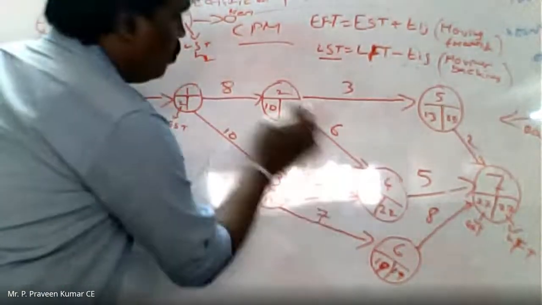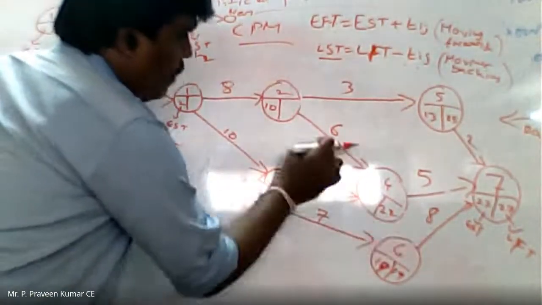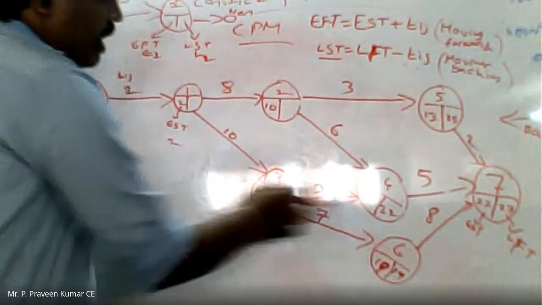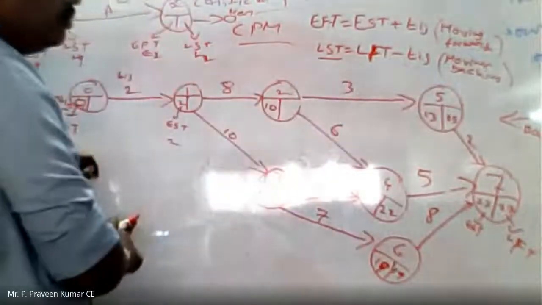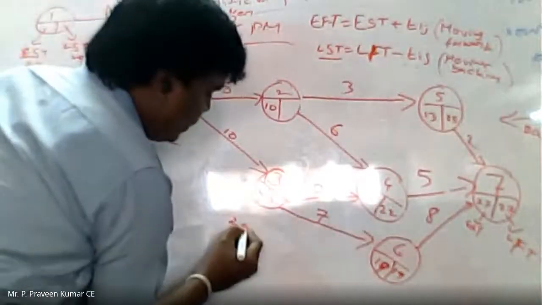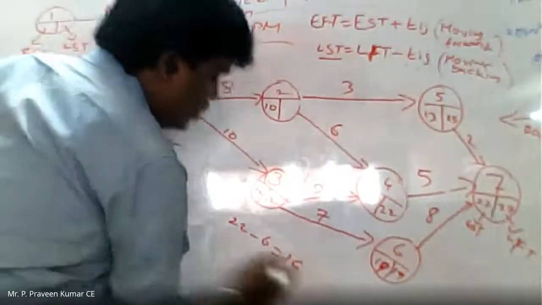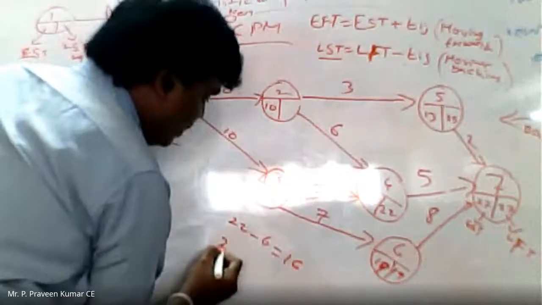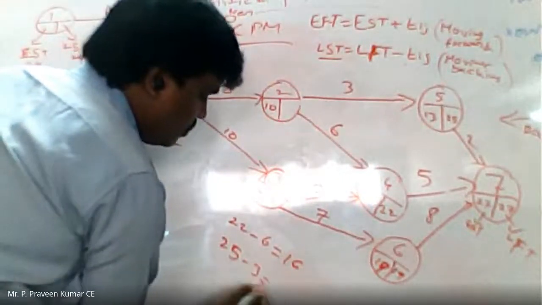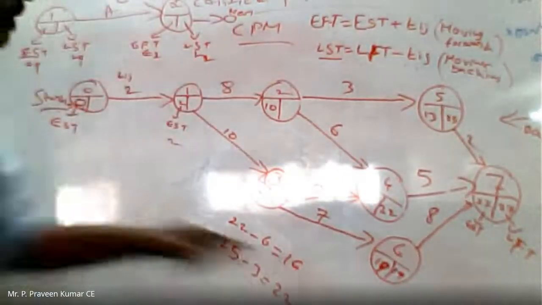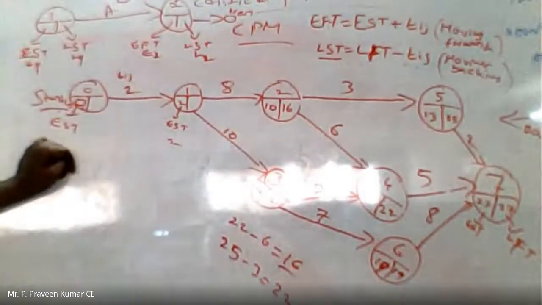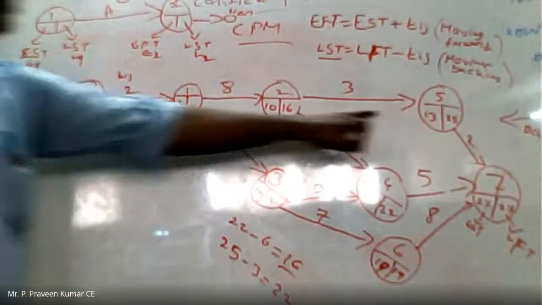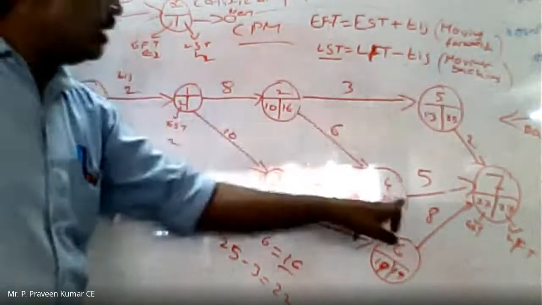Now coming to the 4 to 2 activity: 22 minus 6. Again here two activities are merging, 4 to 2 and 5 to 2. 22 minus 6 is 16. Then 25 minus 3 is 22. So here the minimum value is 16, and I need to write it as 16. Now these two parts, 5 to 2 and 4 to 2, are over.